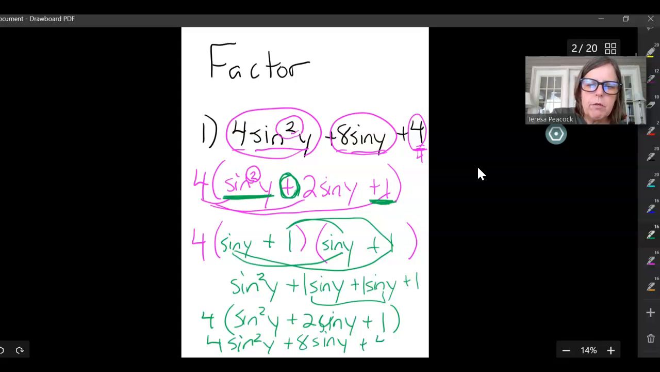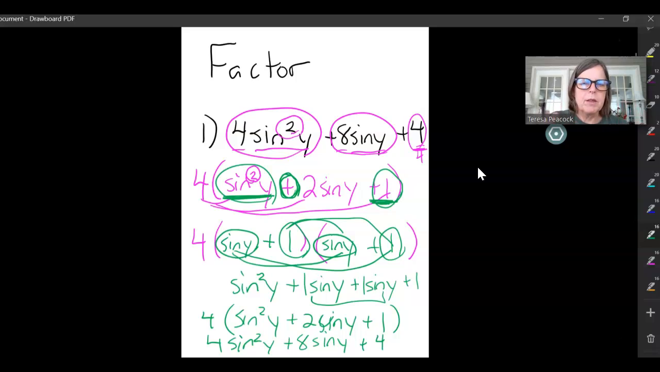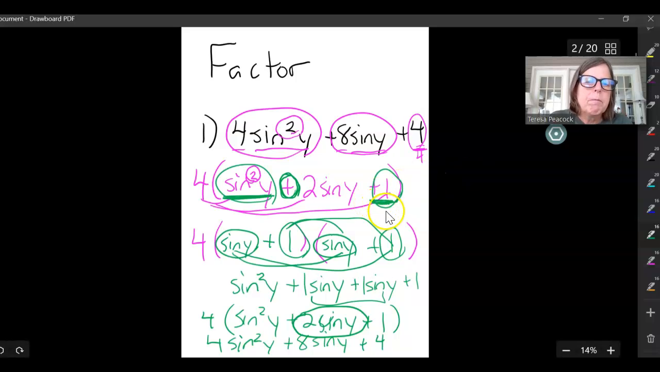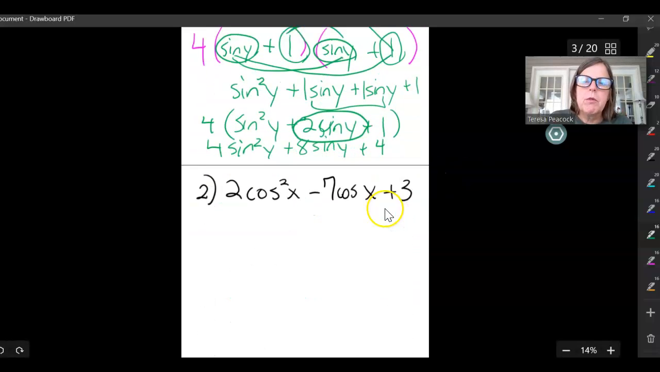So it's a matter of just trying to figure out what to put in this first spot to get the first term, and what to put in the second spot to get that final term. Now, the decisions you make have to FOIL out to give me that middle term. So you always have to pick things, but then you have to check. Okay, so let me move to number 2.